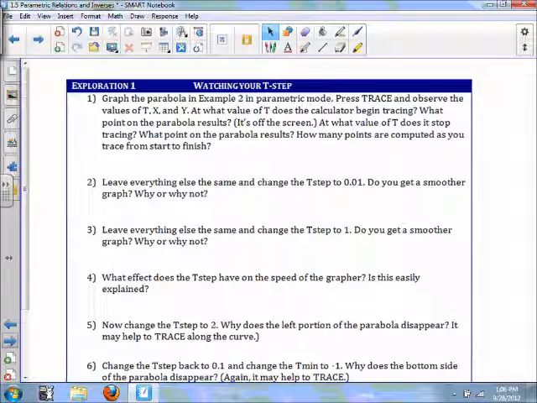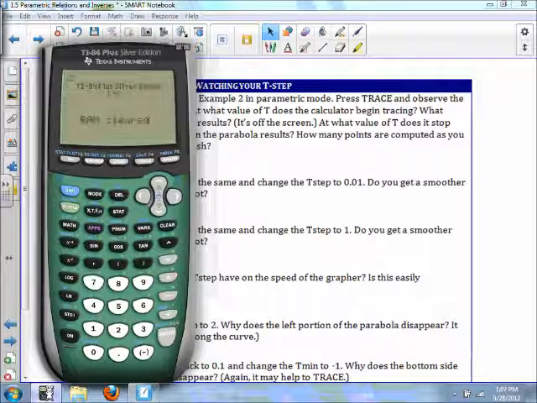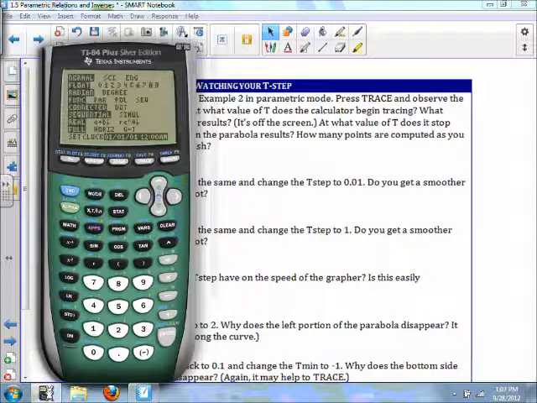Now at this time, after I'm done talking, I'd like you to turn off or pause the video and work on exploration 1. Now, in order to put your calculator into parametric mode, I'll show you that real quickly. To put it in parametric mode, you press the mode button, go down to where it says function, PAR, POL, and SEQ, go right to parametric and press enter.